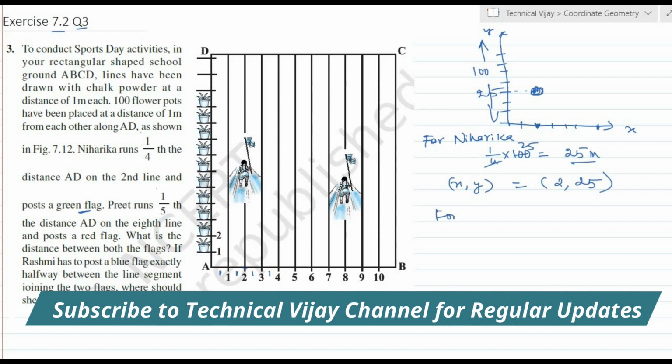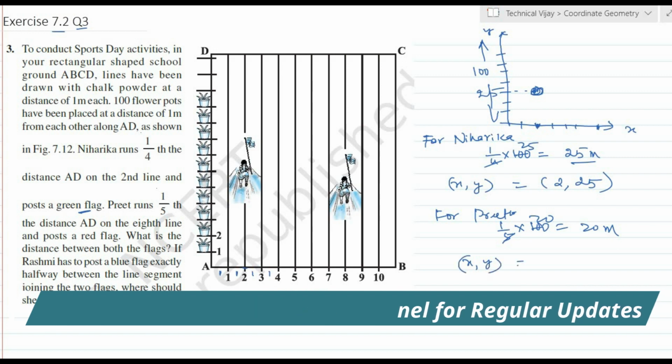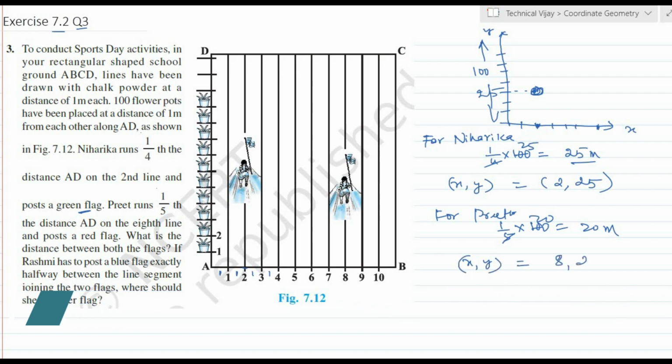So here for Preet, 1/5 of the total distance, that is 100, is equal to 20 meters. So here the x, y coordinates for Preet will be 8th line and 20 meters. Here is the red flag. So now we have to find the distance between the green flag and the red flag.